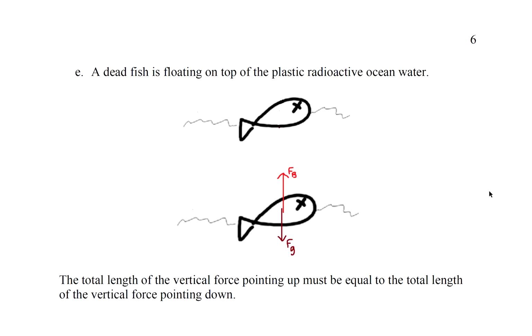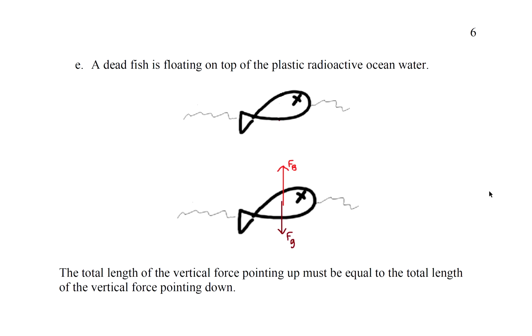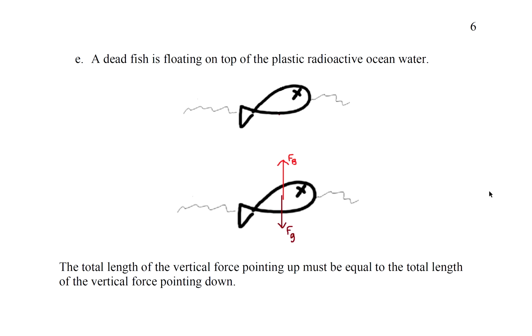Question 6. A dead fish is floating on top of the plastic radioactive ocean water. So it's just floating. It's not moving up or down, left or right. So the total length of the vertical force pointing up must be equal to the total length of the vertical force pointing down. Sorry, buoyant force pointing up equals force of gravity pointing down.